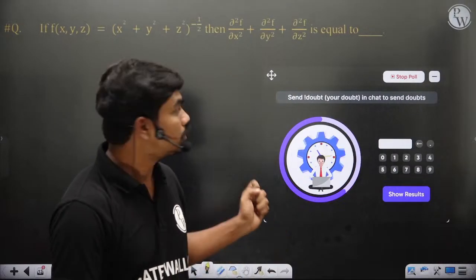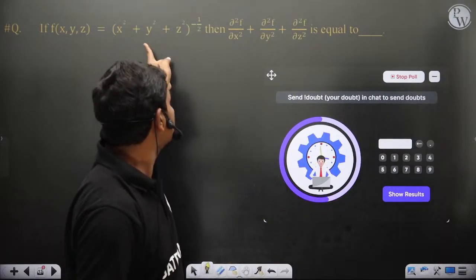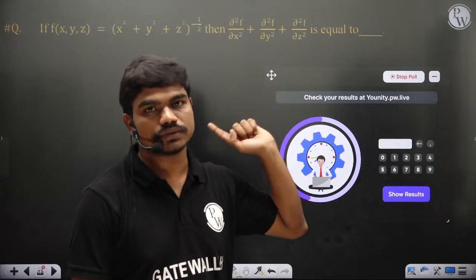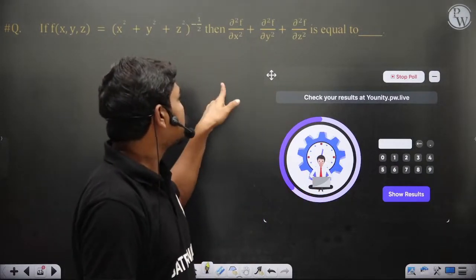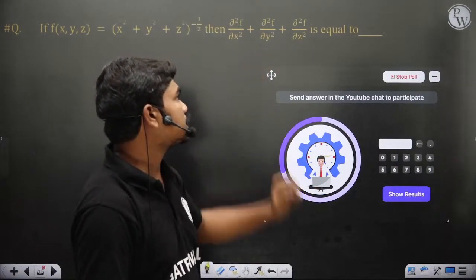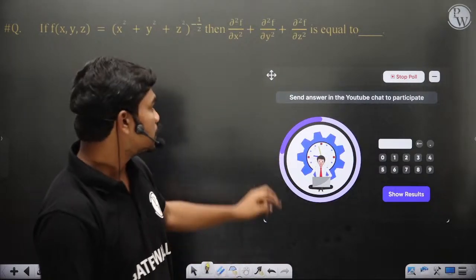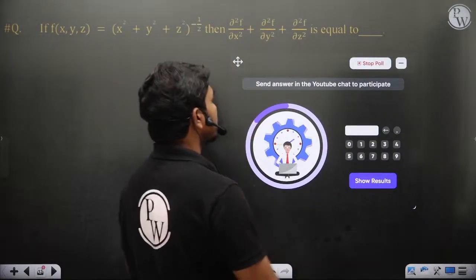Come on, solve this question. f is equal to x square plus y square plus z square whole power minus 1 by 2. Then dou square f by dou x square plus dou square f by dou y square plus dou square f by dou z square. Okay, you can enter the answer meanwhile.